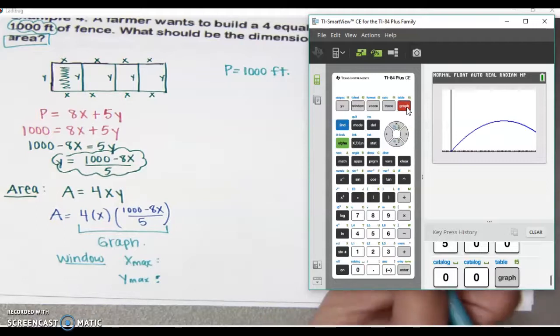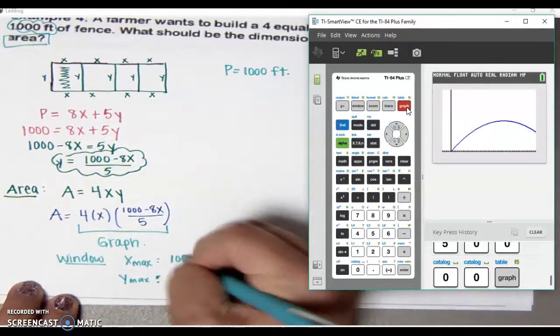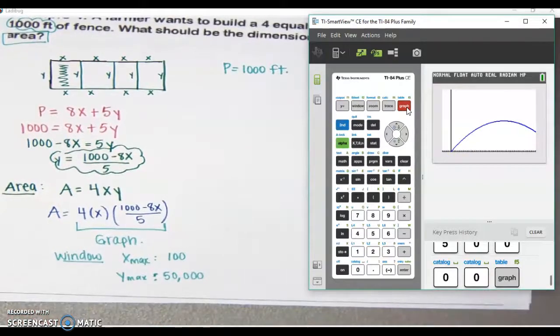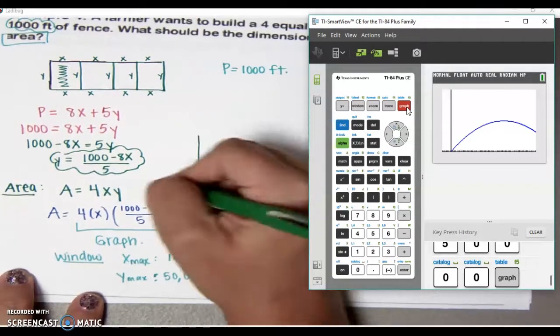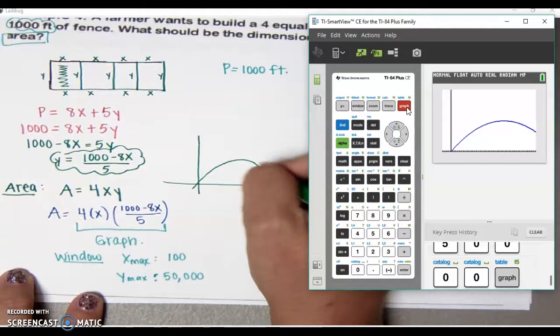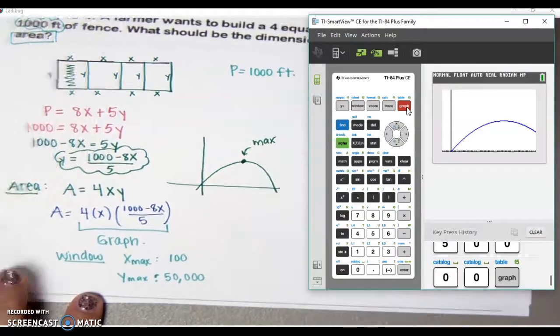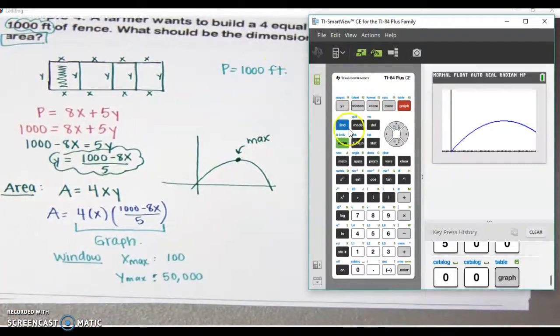Ooh, I can see the graph. So my x max I did 100, and my y max I did 50,000. So once again, you just have to make those bigger. Those are really the only two that you have to worry about making bigger normally, just until your graph shows up. So if we sketch our graph, we have something like this going, and we need to find this max here. So we're going to do second trace, max.